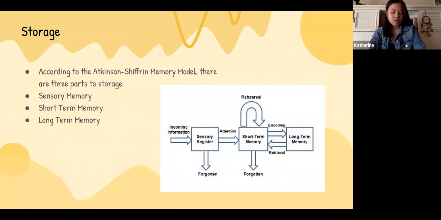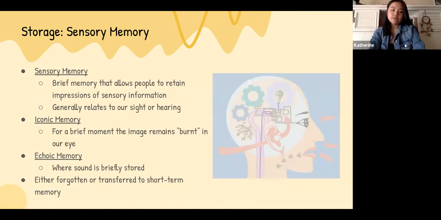All right. So let's talk about storage. According to the Atkinson-Shiffrin memory model, there are 3 parts to storage. First, we have sensory memory, then short-term memory, and then long-term memory. So first of all, sensory memory. This is a brief memory that allows people to retain impressions of sensory information.